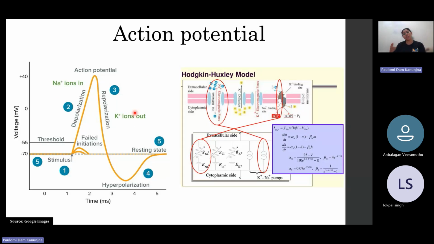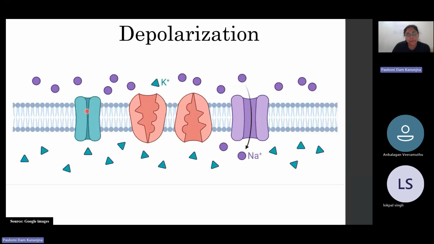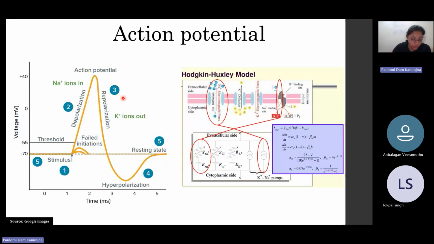Now, when you're putting the potassium outside, you see this downstroke. Suddenly, all the positive charges are now moving out. So you're seeing a dip in your voltage or membrane potential. And this is called repolarization, because something which is depolarized, if you are bringing it back to normalcy, you're returning to the normal state, you are repolarizing it. At the repolarization step, these channels opened up, which pushes the potassium ions outside. So the first step was sodium inside, the second step was potassium outside.